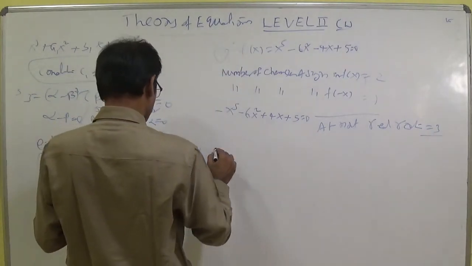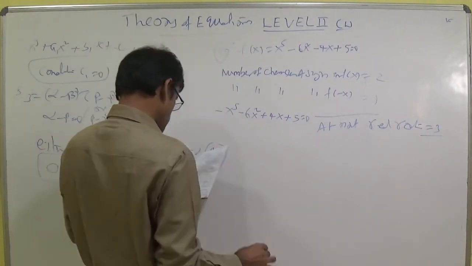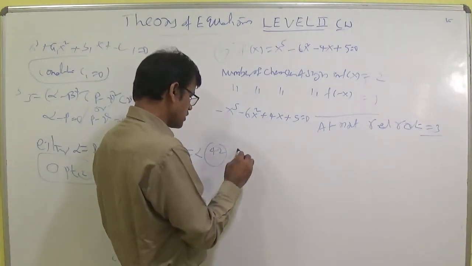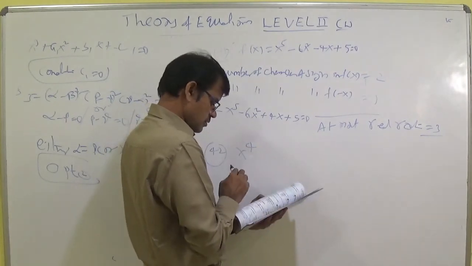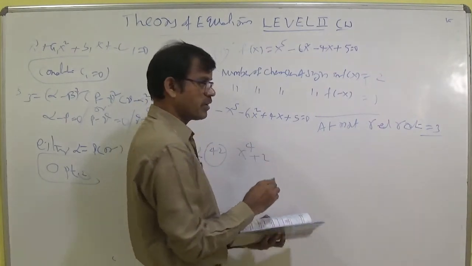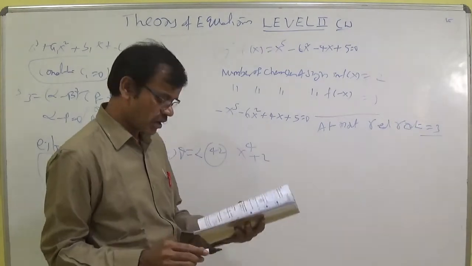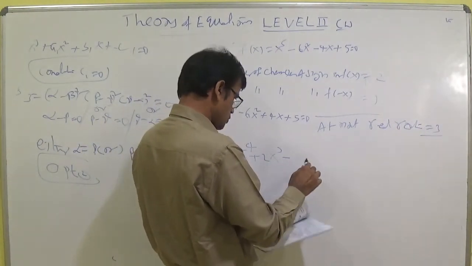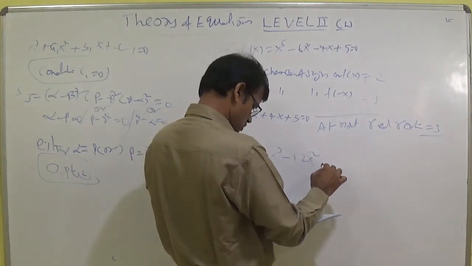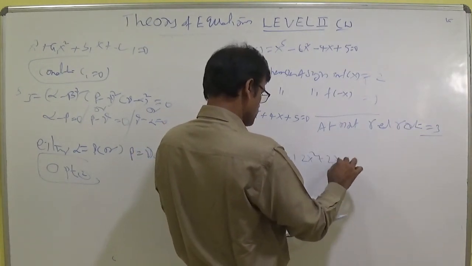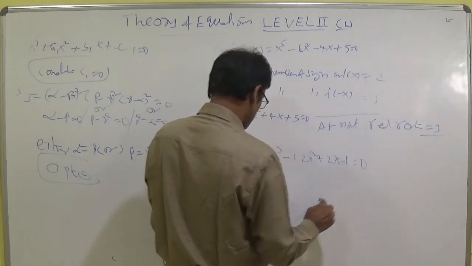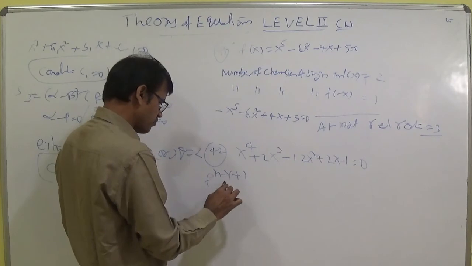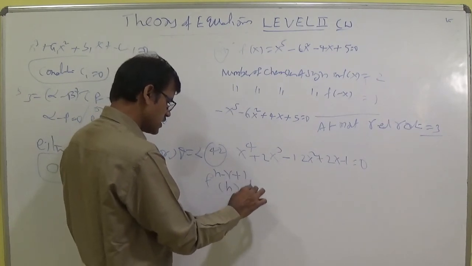Now 42. X power 4, number of transformed equations by eliminating the third term. You can understand the formula f power n minus r plus 1 of h derivative equal to 0. x power 4 plus 2x cube minus 12x square plus 2x minus 1 equal to 0. Now I am writing this formula: f power n minus r plus 1 of h derivative.